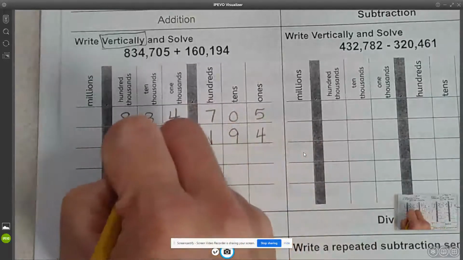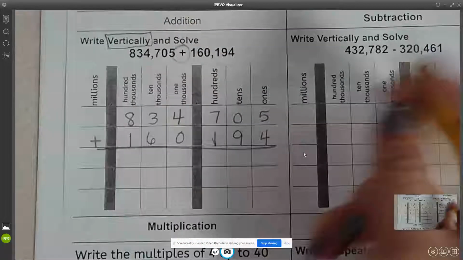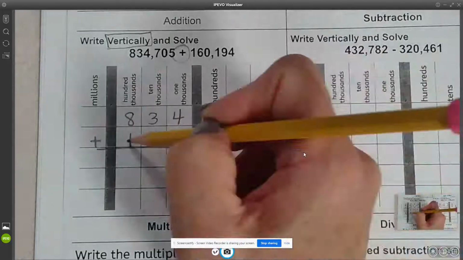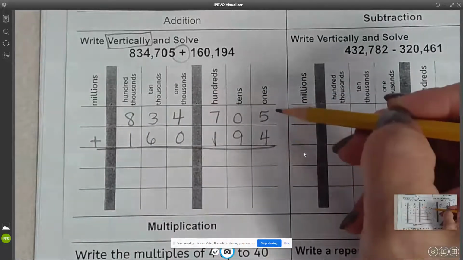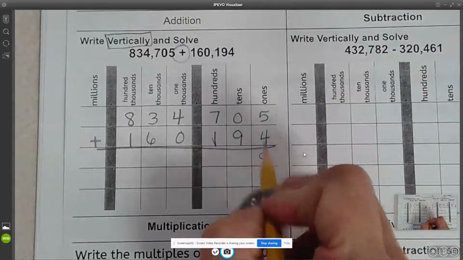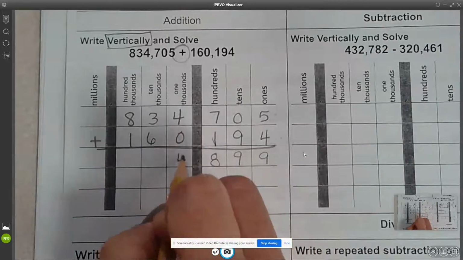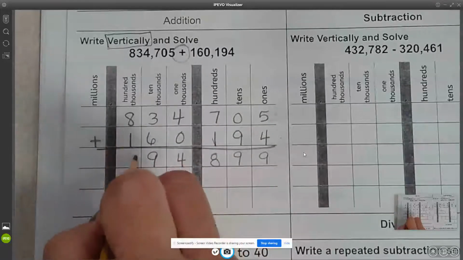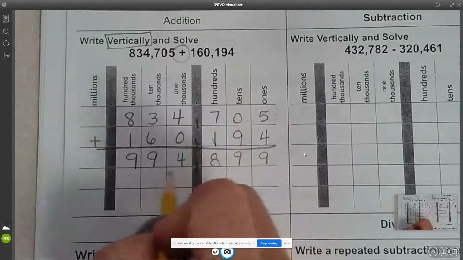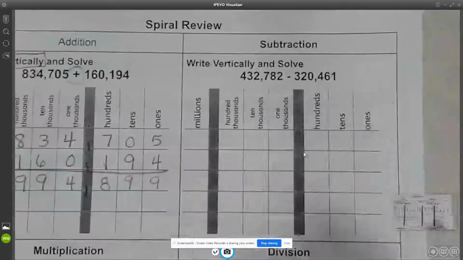So when I do this, I'm going to draw my line and it tells me I'm adding. So I'm going to add. Writing this number correctly would be worth 1 point, and writing this number correctly in its places would be worth 1 point. So that's 2 points right there on a quiz, folks. So 5 plus 4 is 9, 0 plus 9 is 9, 7 plus 1 is 8, 4 plus 0 is 4, 3 plus 6 is 9, and 8 plus 1 is 9. Let's put my comma in there. 994,899.